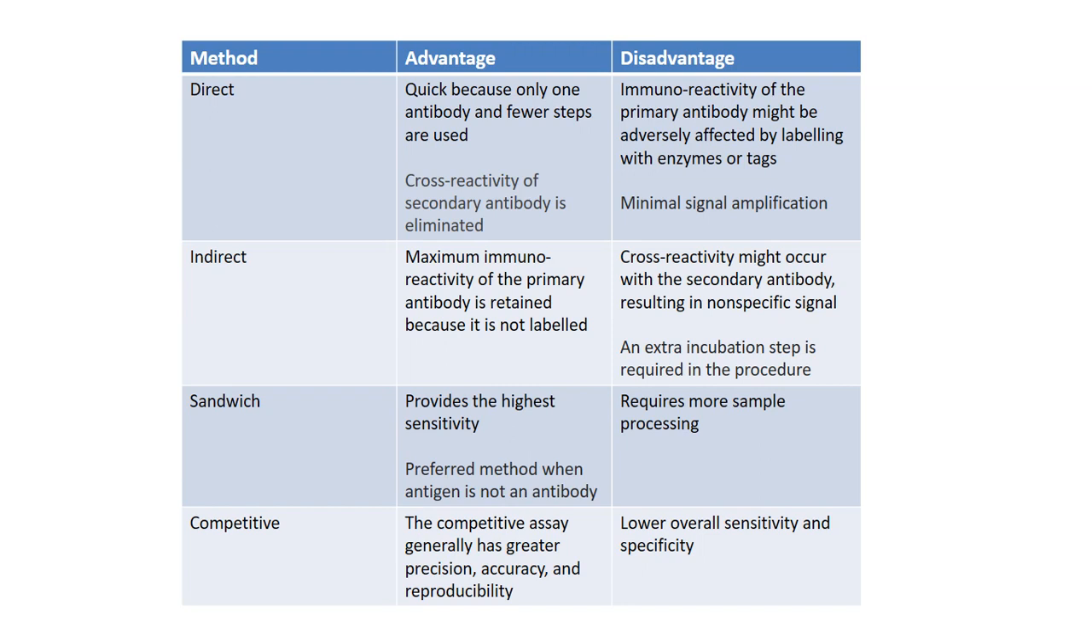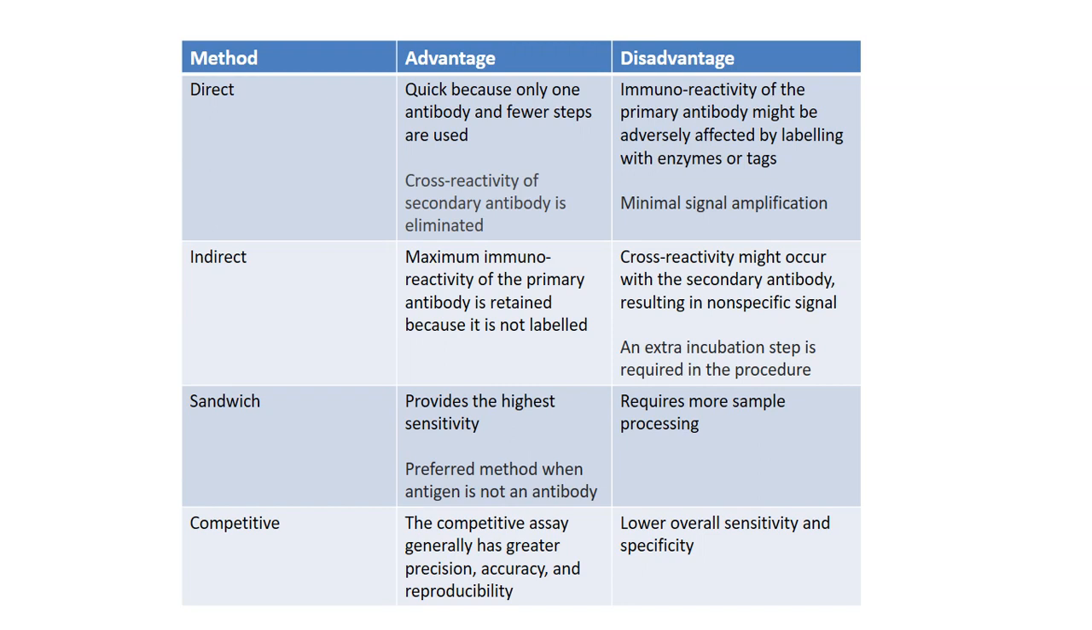An advantage of the indirect ELISA is the fact that the detection antibody or primary antibody isn't labeled with an enzyme, which means there's a greater chance that maximum immunoreactivity is maintained. The disadvantage is you can get cross-reactivity with the secondary antibody, which can result in a non-specific signal. Okay, which again is why blocking is critically important. And the other thing is it's longer. It requires an extra incubation step because you have that secondary antibody.